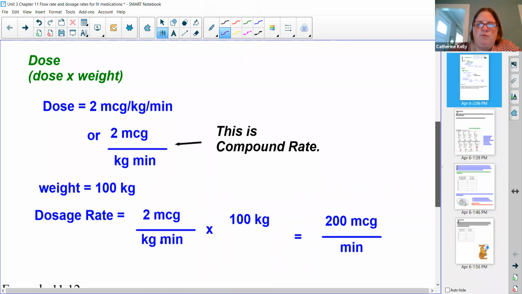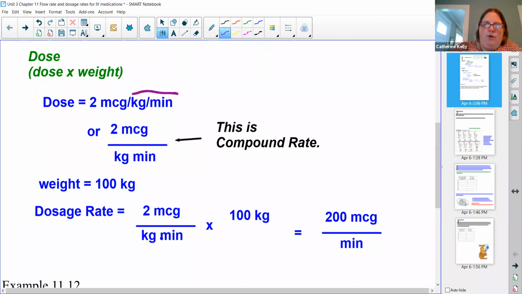Or here, if there were 2 micrograms per kilogram per minute, when you have the weight, then you put those in the bottom. So that way, when you cancel out the units here, you're left with micrograms per minute.